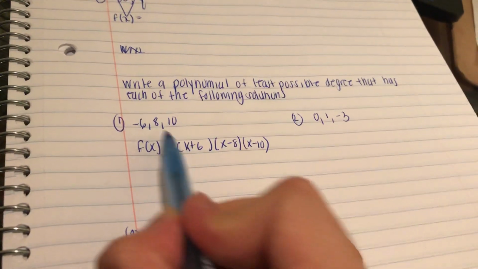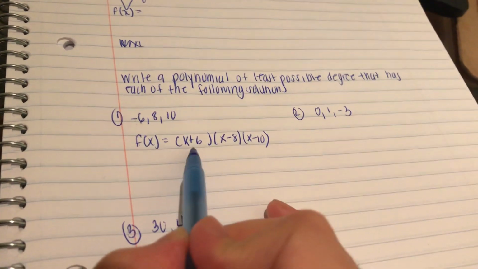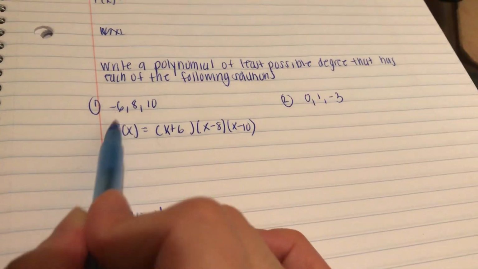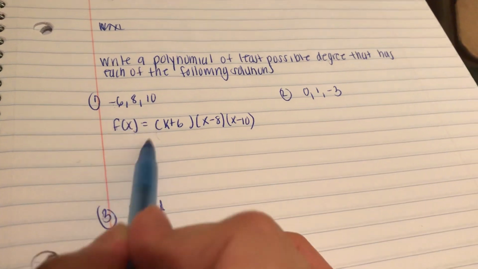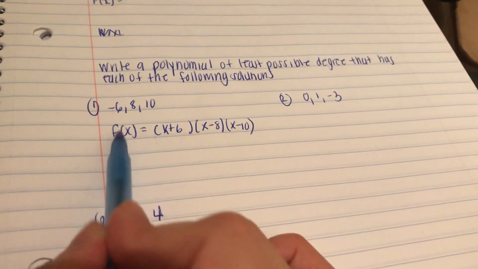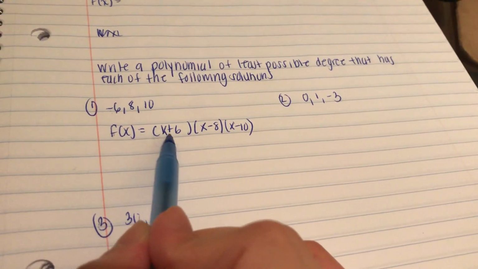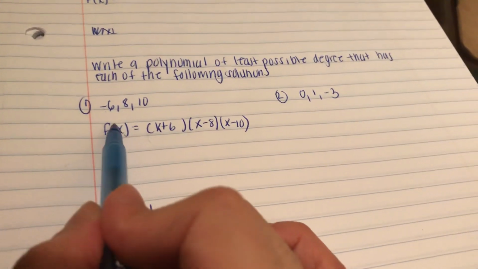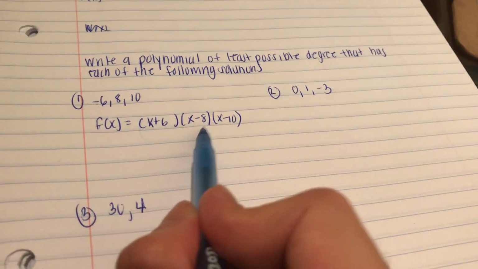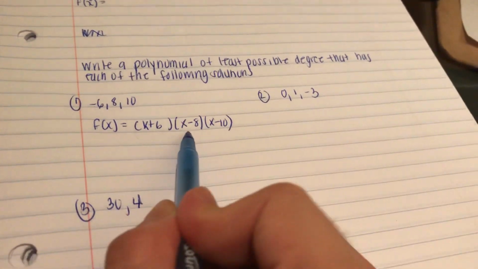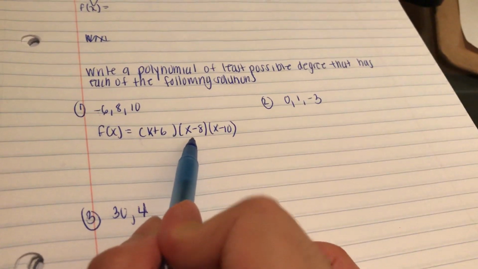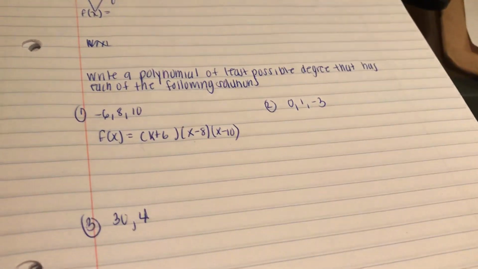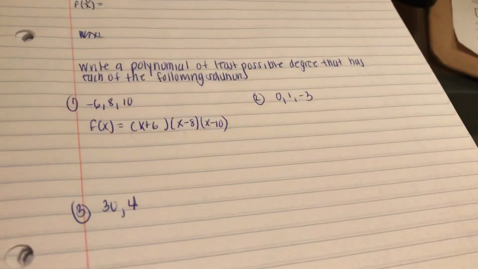So in here, the root minus 6, how it's related to the factor x plus 6 is because when you solve for x using the zero product property, setting f of x equal to 0, then you would set x plus 6 equal to 0, and then once you solve for x, you would get x equals minus 6. Same thing here. If you set x minus 8 equal to 0, then you would get a solution of x equals 8. Same here. x minus 10 equal to 0, you get a solution of positive 10.